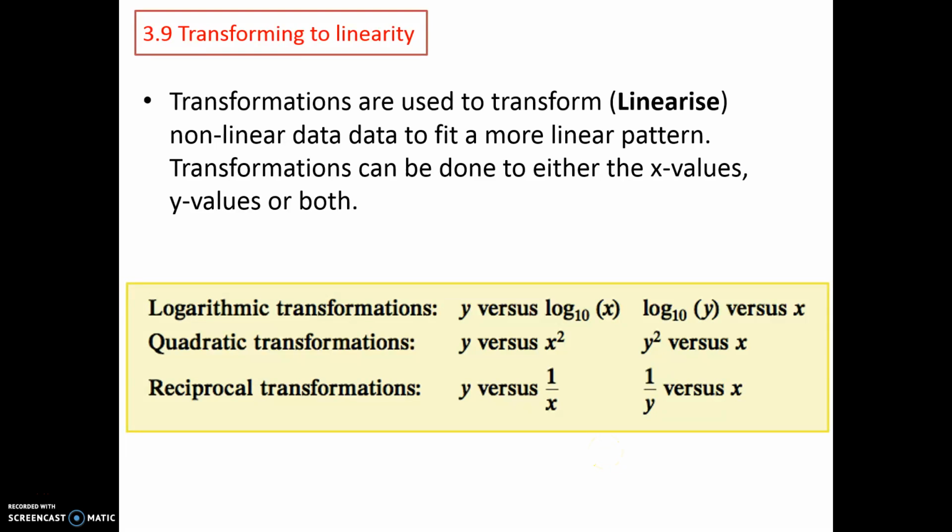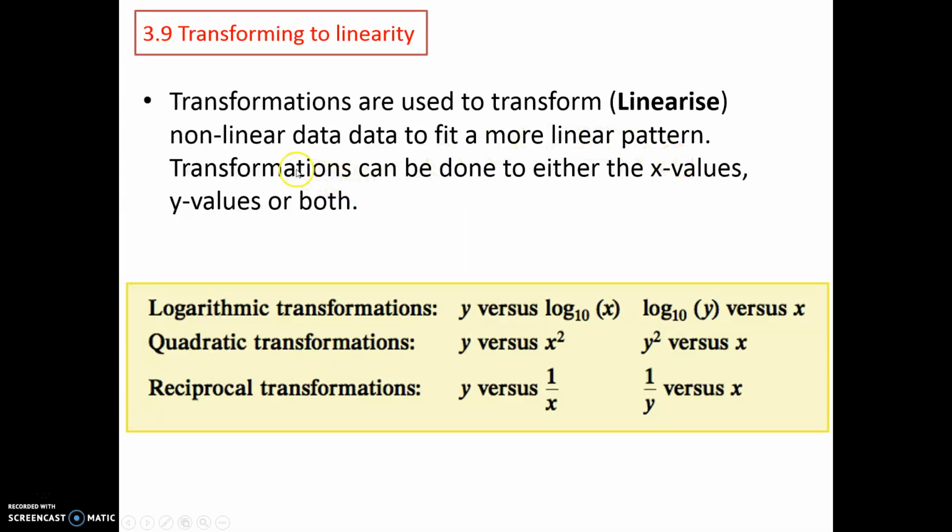Alright guys, we are looking now at 3.9 transforming to linearity, which is the final exercise for the chapter. And what we're going to be looking at is how we can transform or modify, or as the slide says, linearize our sets of data in a scatter plot to make it a better fit to a linear pattern. This will not give us a perfect straight line, but it's to transform or modify our data to get as close as we possibly can to a linear form.